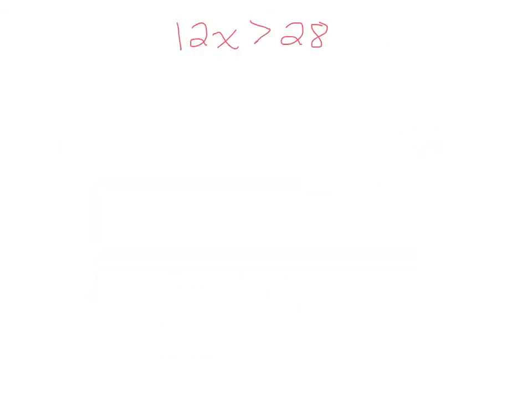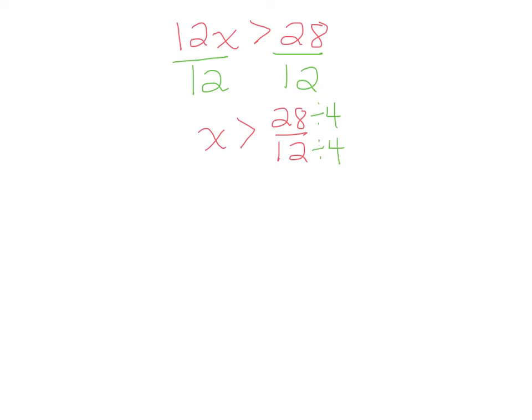The next thing that I need to do is divide by 12 to eliminate the 12. The last thing I need to do is simplify my fraction. Notice that both the numerator and the denominator are divisible by 4. So we'll simplify by dividing both the top and the bottom by 4. So we have x is greater than 7/3.